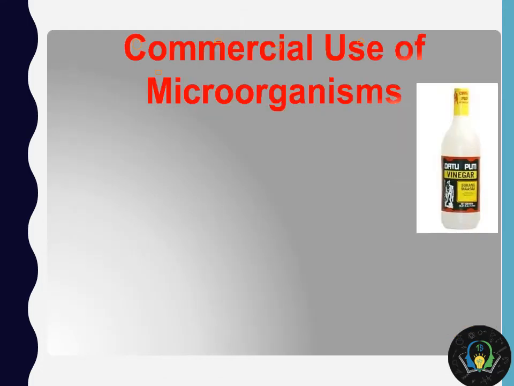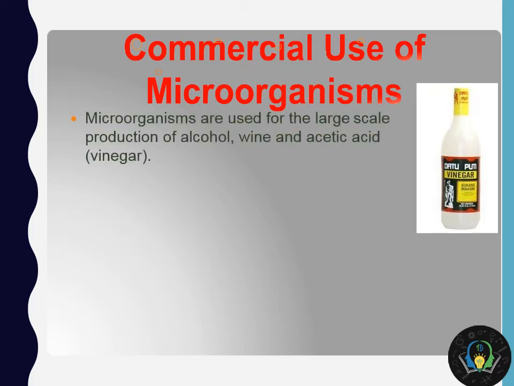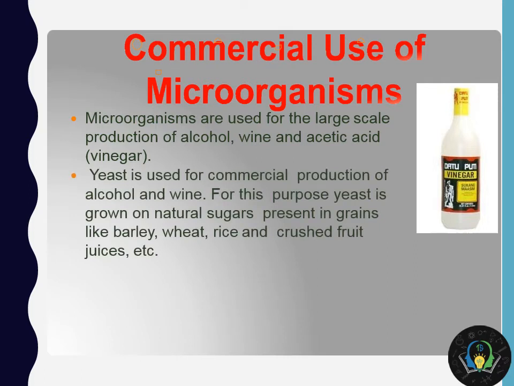The next is commercial use of microorganisms. We are still continuing with how they are helpful to us, how they are friends to us. Microorganisms are used for the large scale production of alcohol, wine, and acetic acid, which is vinegar. Vinegar is widely used in our daily life, in Chinese food as well as to make paneer. Yeast is used for the commercial production of alcohol and wine.